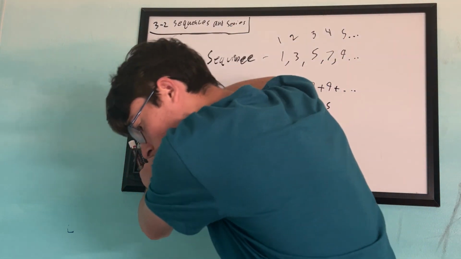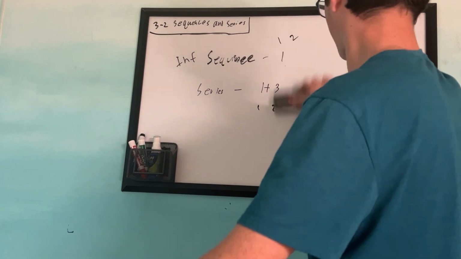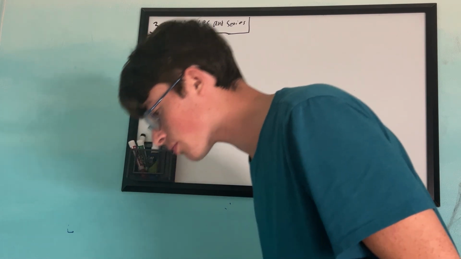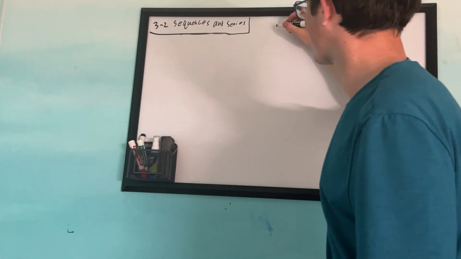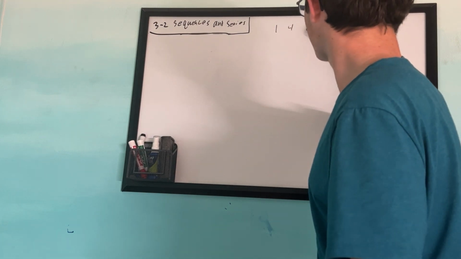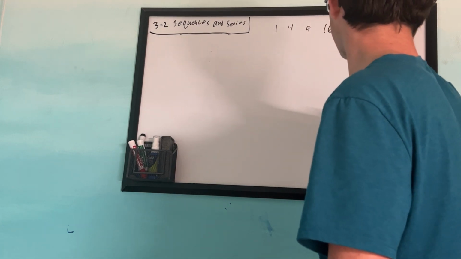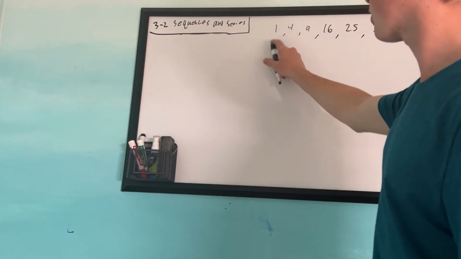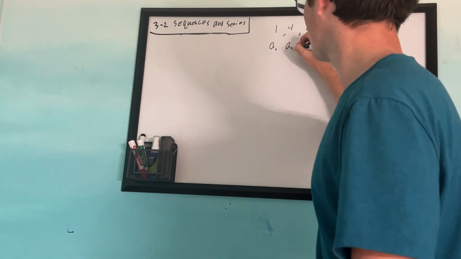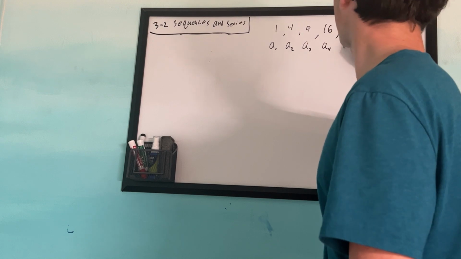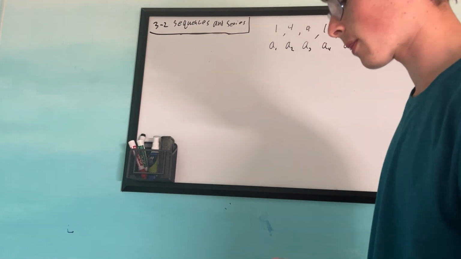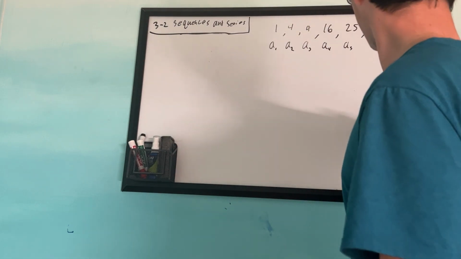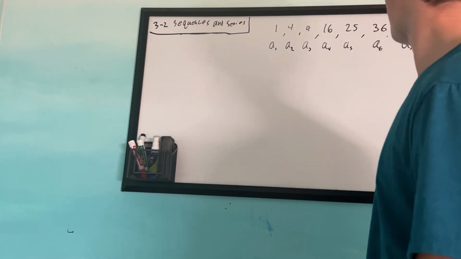Alright, so we have two different ways of defining a sequence. What we're going to usually start with is looking at what the string of numbers is. For this, we'll do 1, 4, 9, 16, 25, 36. And this is pretty clear. We see the first term, which we denote a1, is 1, a2 is 4, a3 is 9, and so on. And so we can see here that a sub n is going to be equal to n squared.